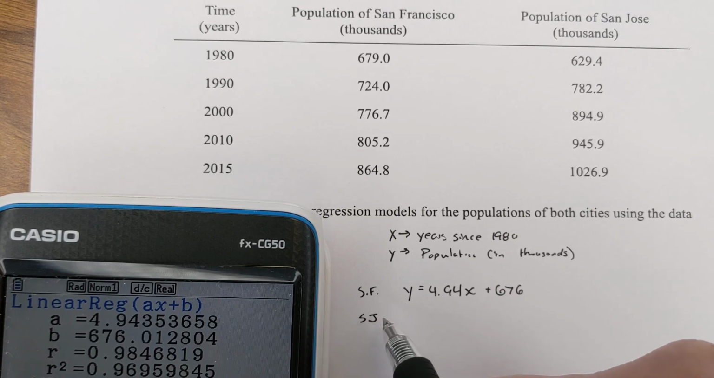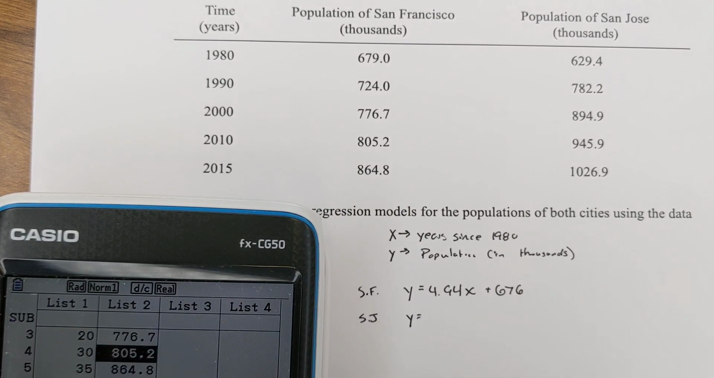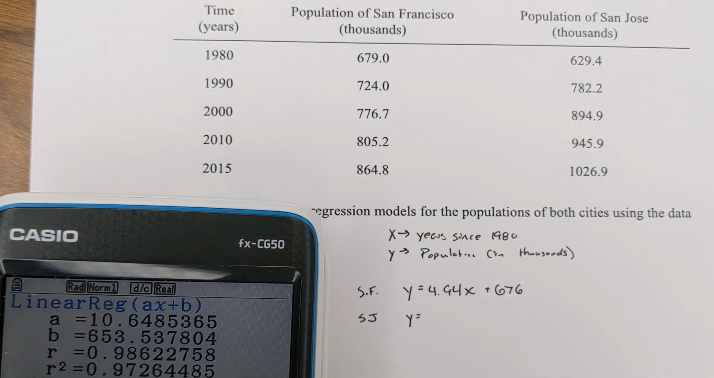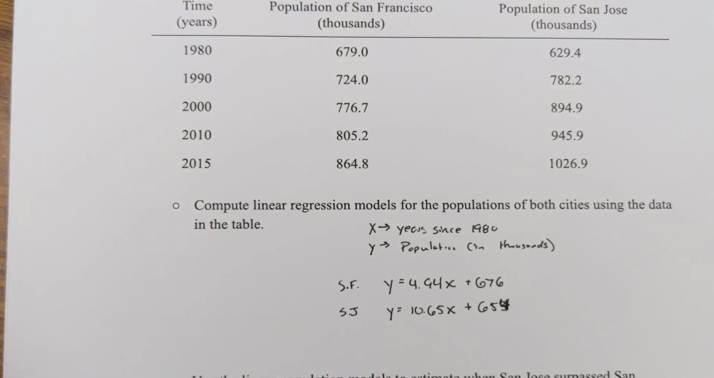So I need to do the same thing for San Jose. Just go back, replace your values for the population with the other ones: 629.4, 782.2, 894.9, 945.9, and 1026.9. And then recalculate. So this one has a slope of 10.65 and 653, or 654. All right, so there's my two equations.